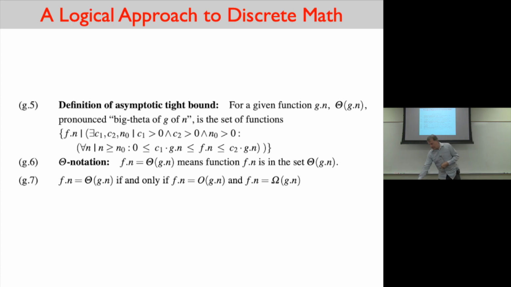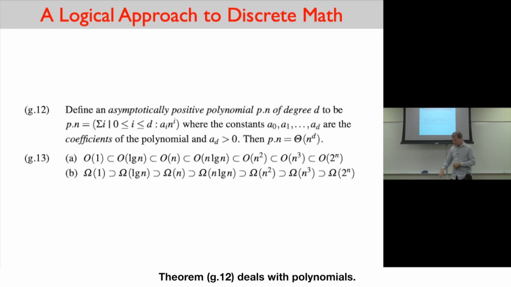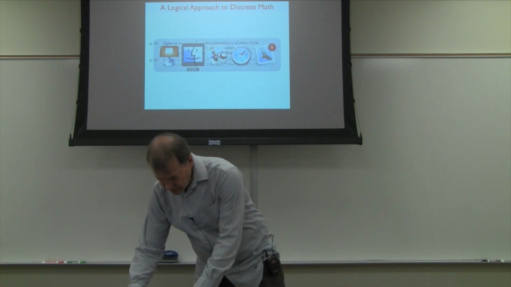And then we had a theorem here. We had some theorems about reflexivity and symmetry and transpose symmetry and transitivity, which are some algebraic or logical properties of big O and big omega and big theta. And then we had this G.11, which dealt with polynomials.